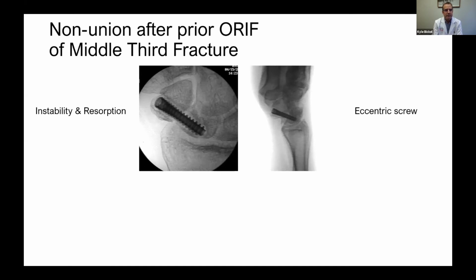The index case I'm using tonight is a patient who had a prior attempt at surgical fixation for a scaphoid non-union, which obviously did not heal. And the features that we look at in terms of identifying the problems that need to be solved are, number one, the screw placement, which in this case is quite eccentric.